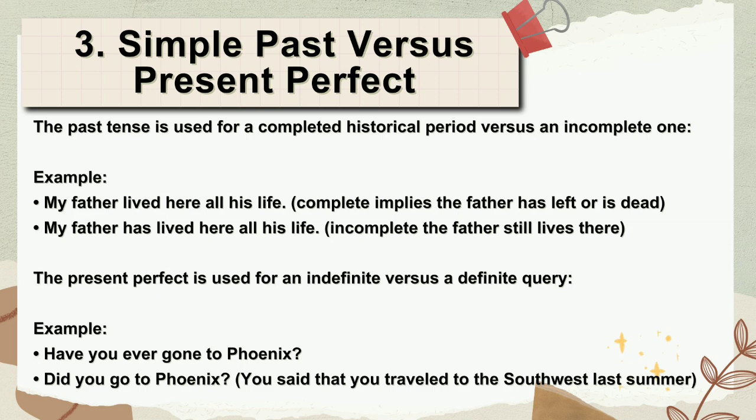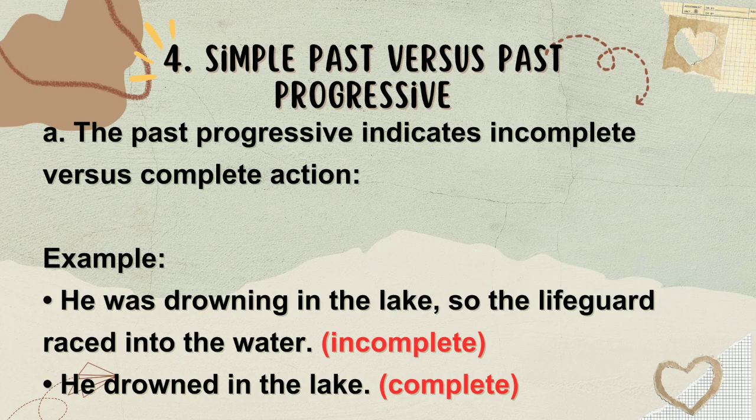The fourth one here is the simple past versus past progressive. Letter A is the past progressive indicates incomplete versus complete action. So what is being referred to here is that the past progressive indicates incomplete versus complete action. Let's talk about the action. "He was drowning in the lake," so the lifeguard raced to the water. That is incomplete. "He drowned in the lake." That is complete. That's the difference.